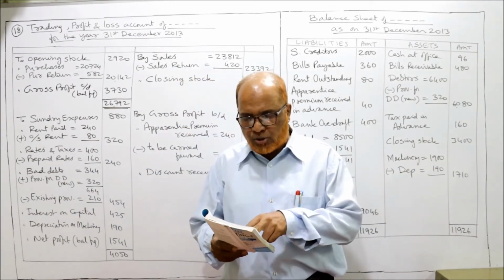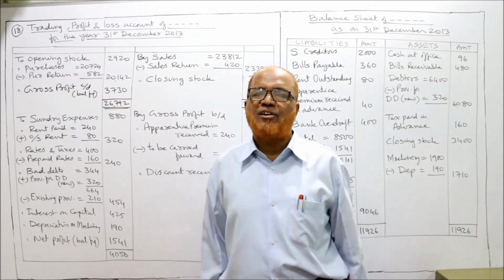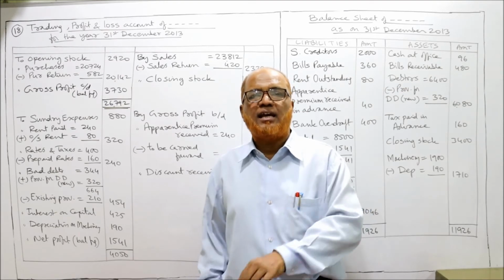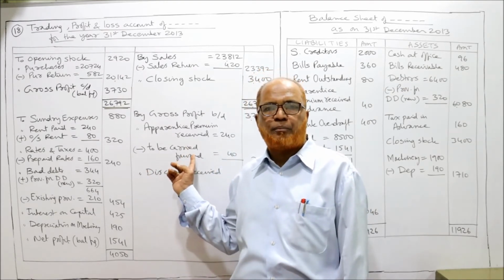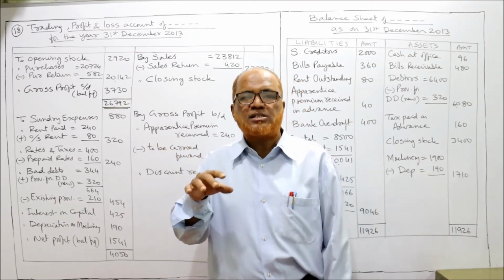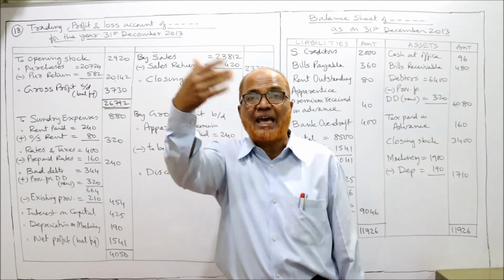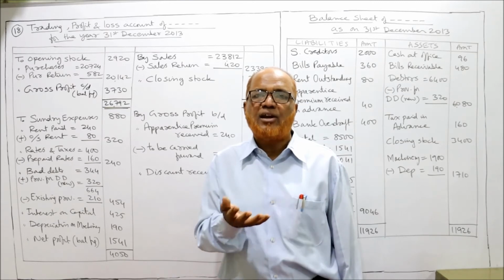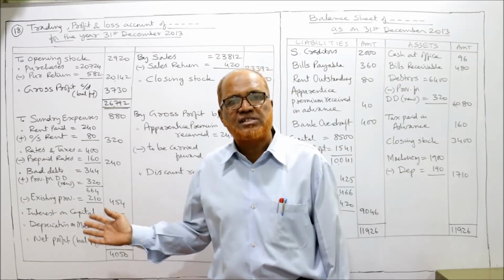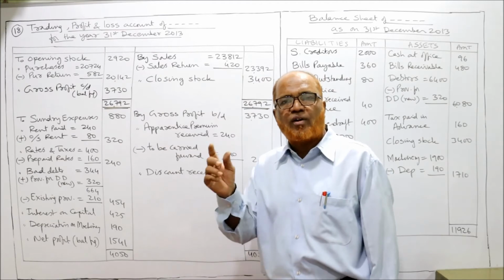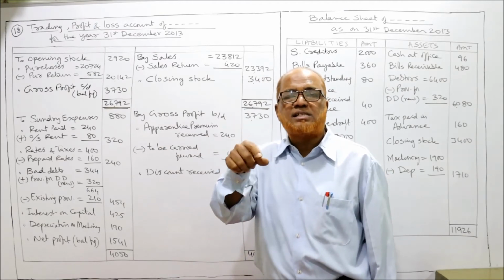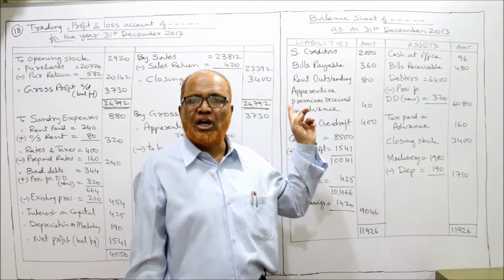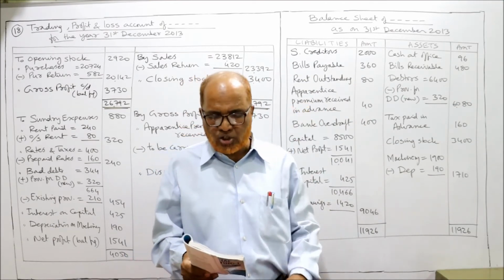Then apprentice premium of 40 rupees are to be carried forward. Actually apprentice premium, we have taken it on credit side of P&L account, income. Adjustment is saying 40 rupees are to be carried forward. Carried forward means received in advance. So we subtract 40 rupees. And this 40 rupees is income received in advance. So it will be taken on the liability side of the balance sheet.